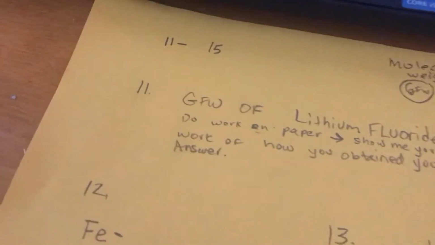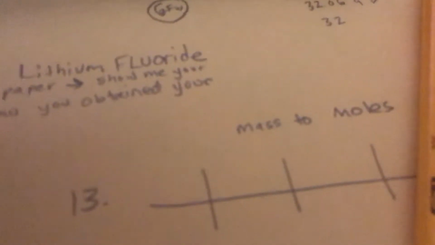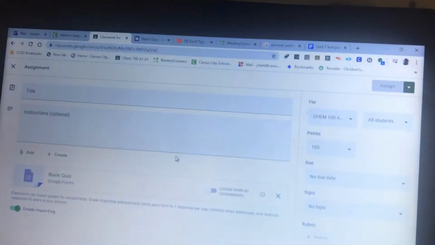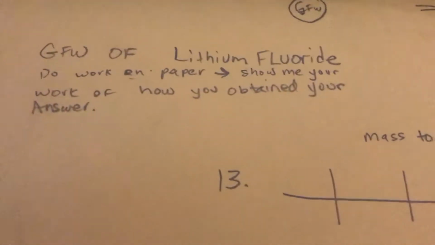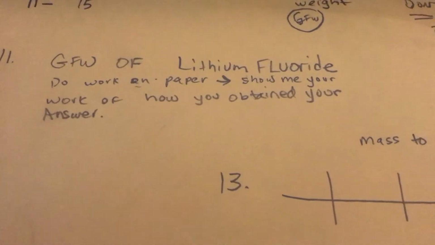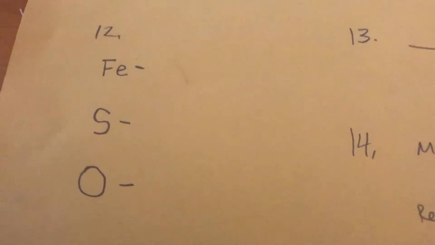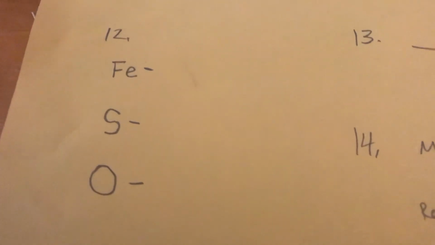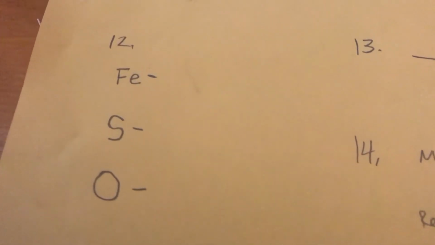Numbers 11 through 15 are going to be the write-it-out kind. When you go to Mastery Connect, when you go to Google Classroom, you're going to have an assignment on Google Classroom for these last few problems that you're going to answer. Number 11 is going to ask you to do the GFW of this. Number 12, you have to give the percent composition of these elements. So write down the percent composition of those.